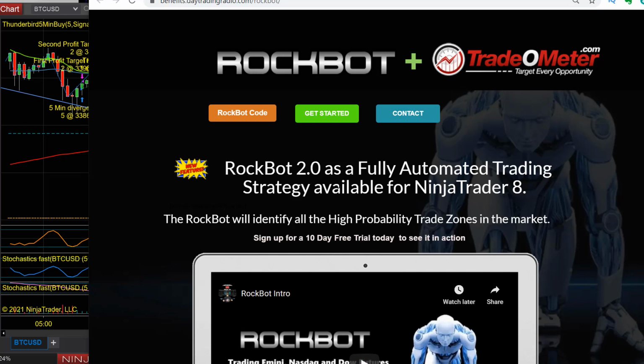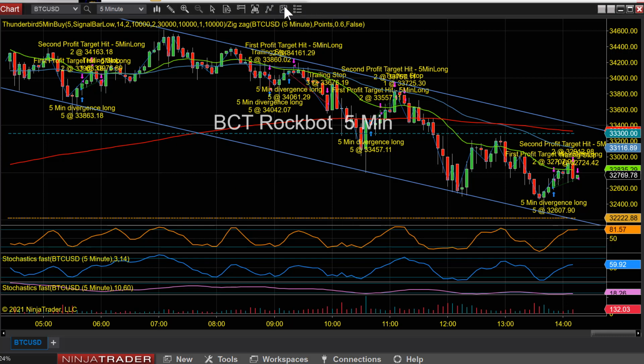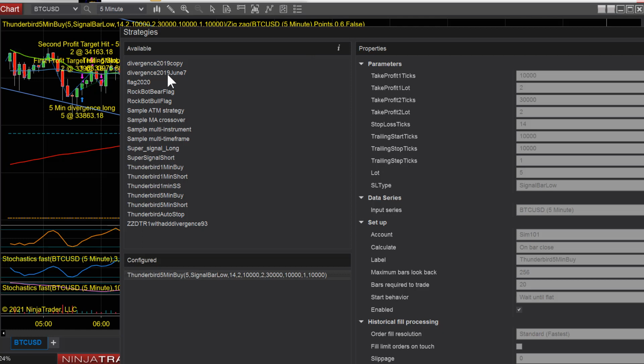But let's get back. Now I want to go back to what we were talking about, running the RockBot on the Bitcoin chart here and letting this thing set up. So what you're going to do, if you have this, is go to your strategies and pull down your Thunderbird 5-minute buy signal.